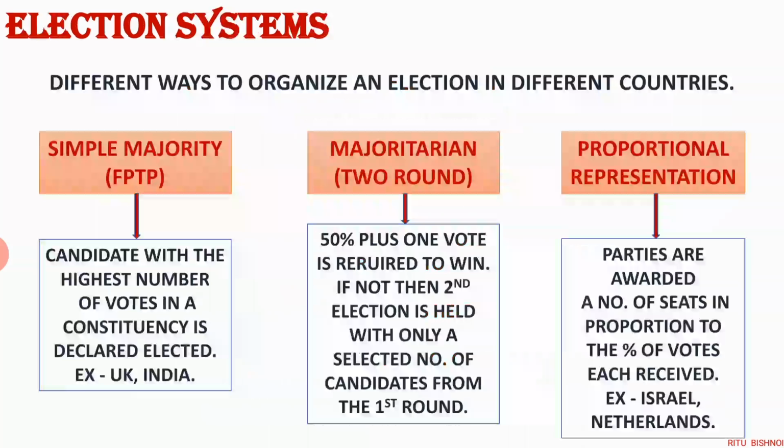The third method is proportional representation. It is an electoral system where the parties are awarded a number of seats in proportion to the percentage of votes each received. Now, let us discuss the main two systems: first past the post system and proportional representation.